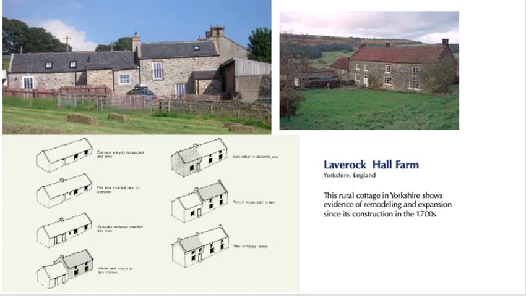This is Laverock Hall Farm in Yorkshire, and this rural cottage underwent significant change over time. And you can see that from the additional structure, there were additions here of doorways, also additive things added on to the structure. You can even see this in the shape of the building as well. You could map externally and then also internally the changes to this cottage over time.